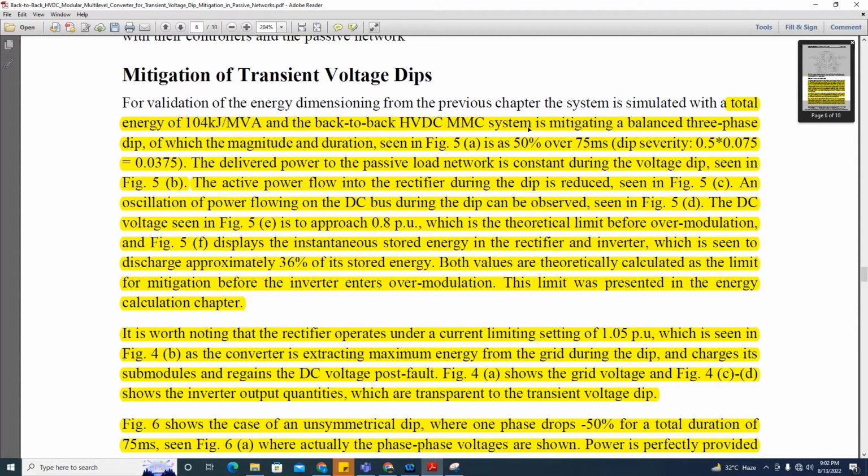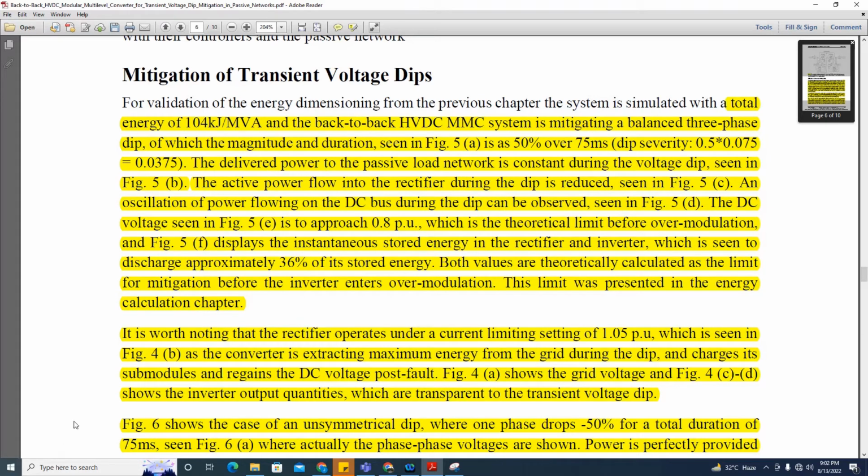A back-to-back HVDC system is mitigating a balanced three-phase dip, of which the magnitude and duration is 50% over 75 milliseconds. So there is a 50% dip for 75 milliseconds. So how to find dip severity? Multiply this time period with the dip magnitude, and you will get the dip severity. So dip severity is 0.0375.